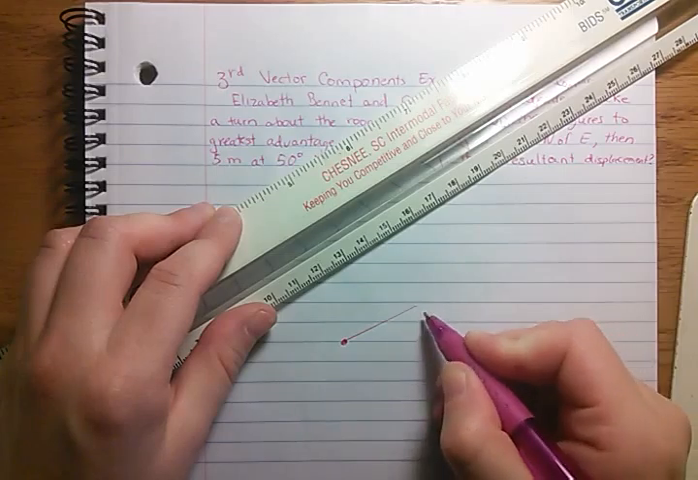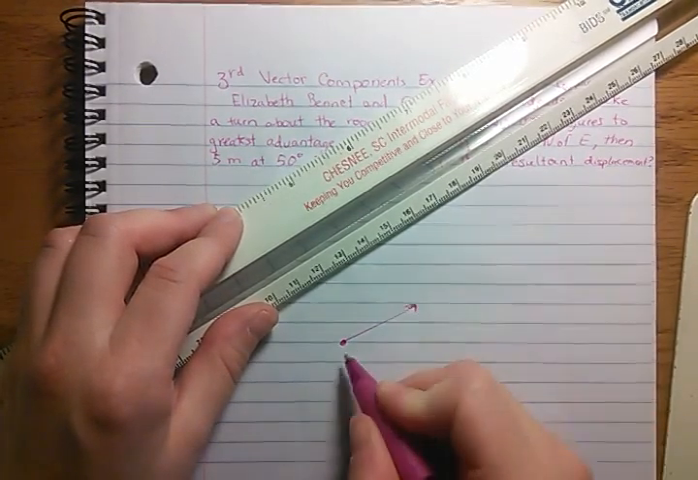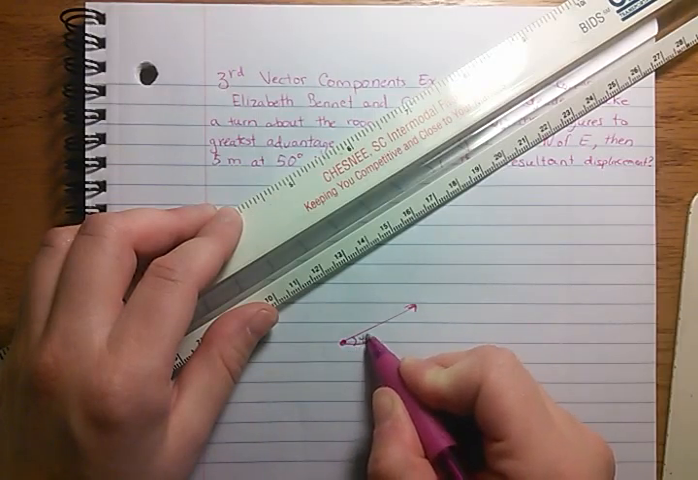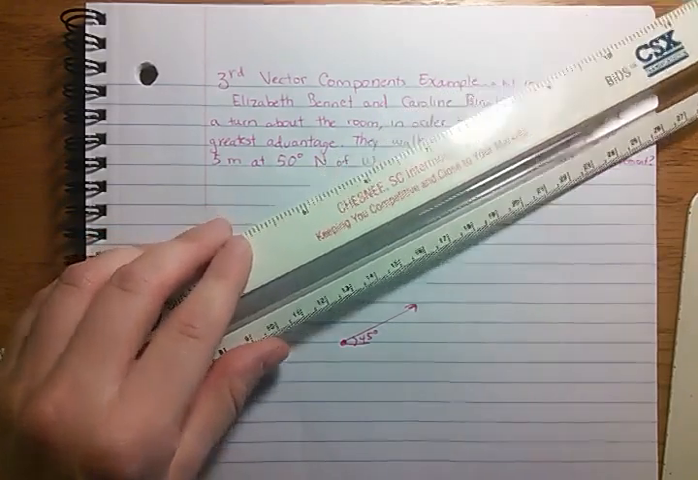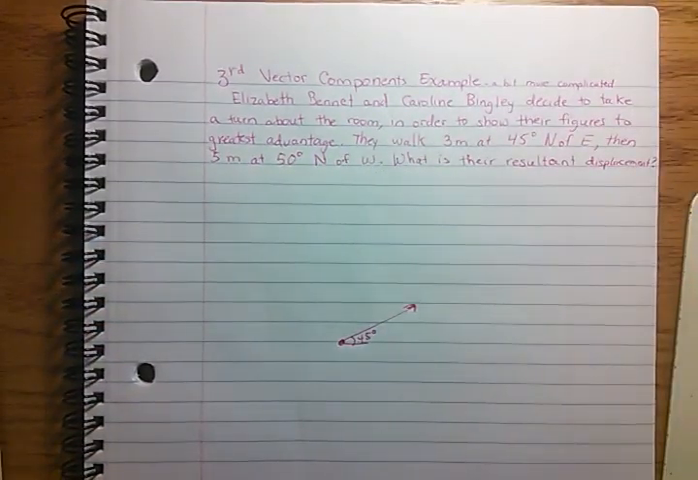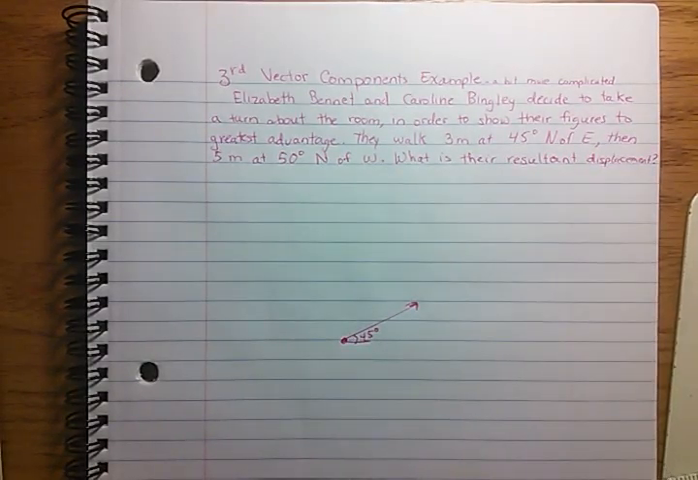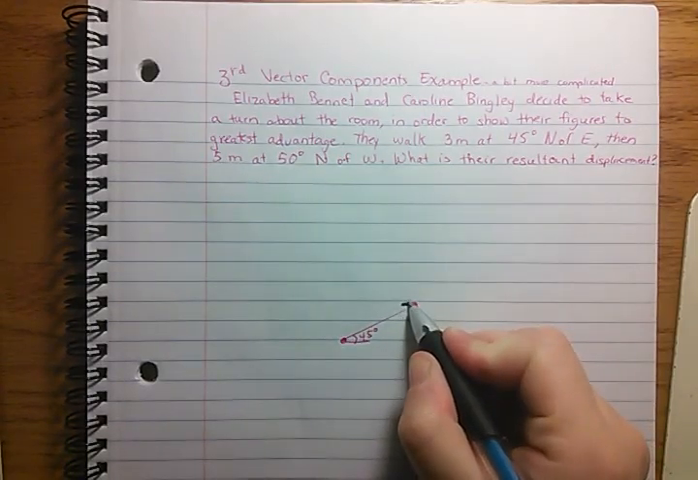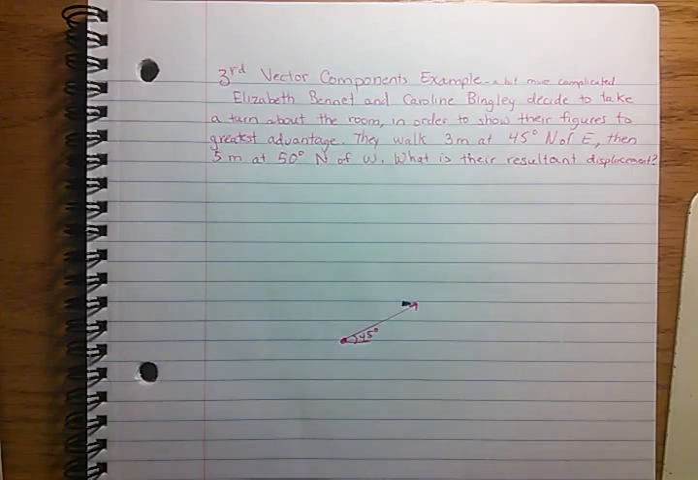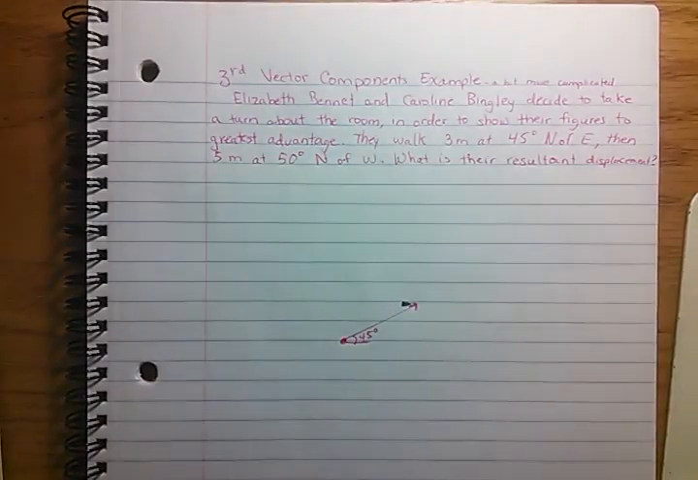So they started here, and then they went 45 degrees north of east. Okay, then it says they walk 5 meters at 50 degrees north of west. So that little blue line that I just drew is our western line, and they went 50 degrees north of that.